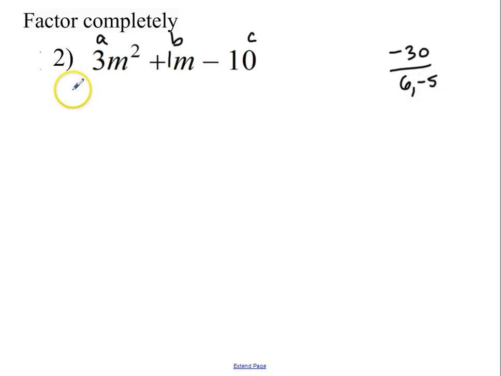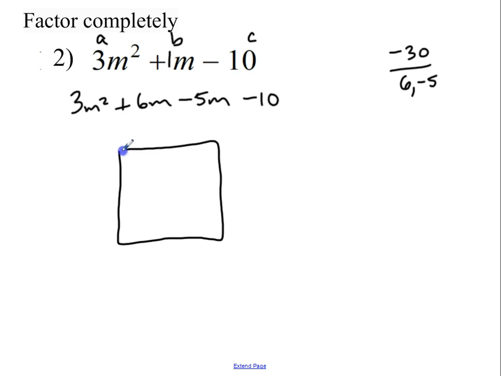Great. So let's rewrite this as 3m squared. I'm going to split up the 1m like this. I'm going to make it into a 6m and a negative 5m. Cool. So now I just put those into my window in their four places. Always the squared term goes in the top right corner. It just makes things in the right order, although it doesn't really matter. I'll go with a 6m and a negative 5m.